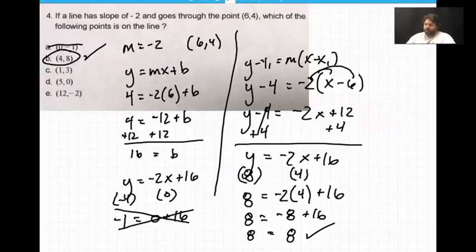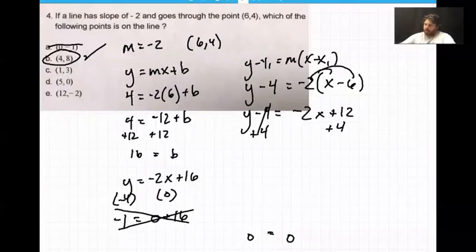Now, alternately, I'm going to throw out a different way to do this problem. What I want to show you is that you could graph this thing.